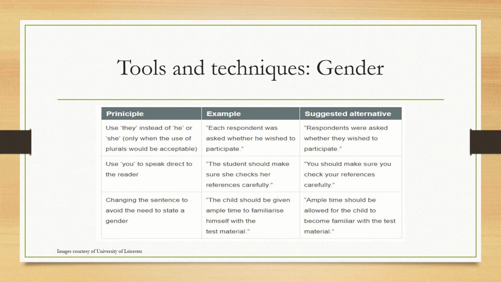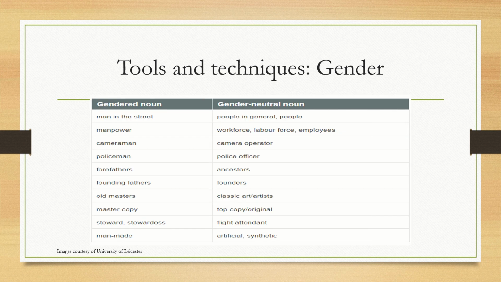Use you to speak directly to the reader. The student should make sure she checks her references carefully. Again, she is separating women from men who are reading this. Suggested alternative: you should make sure you check your references carefully. Again, that's not making a particular reference to any group or gender. That is inclusive of anybody who may be reading that. So that's gender. I feel like personally that's probably the most common one, the most commonly talked about one, so we'll kind of gloss through that one.